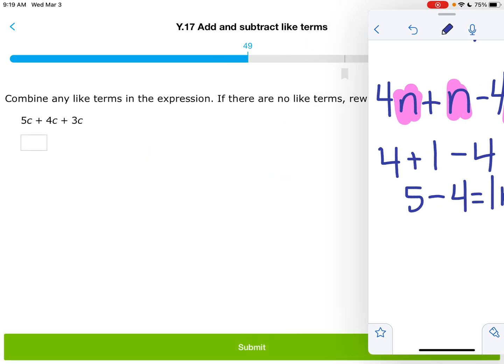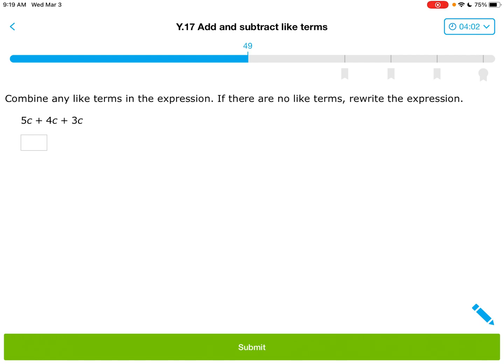Sweet. Alright, so that is our lesson on simplifying or adding and subtracting like terms. So if there is something that is still not quite making sense with you, please send me a message on Schoology so I can help you.